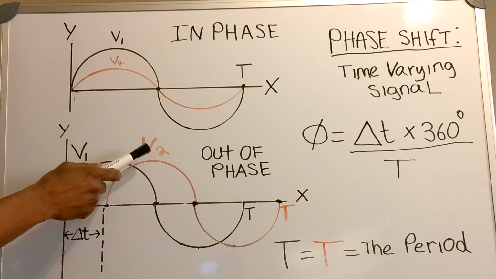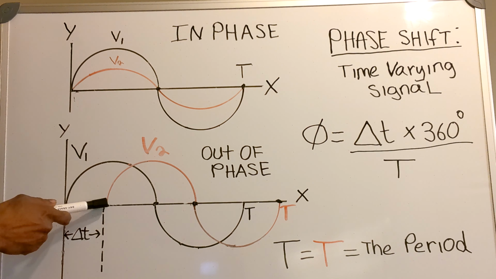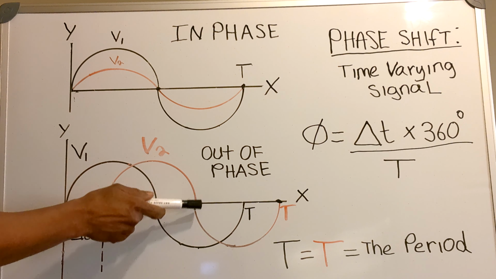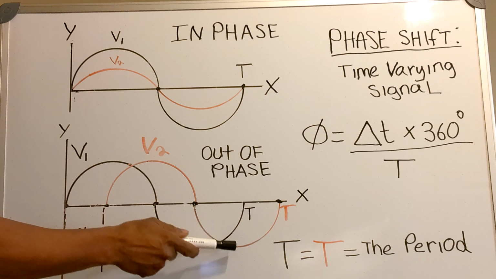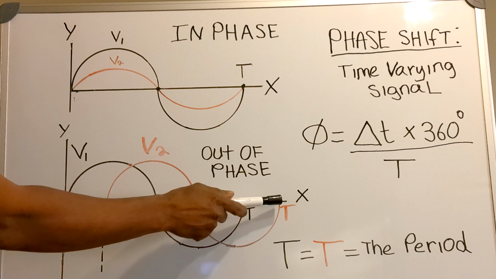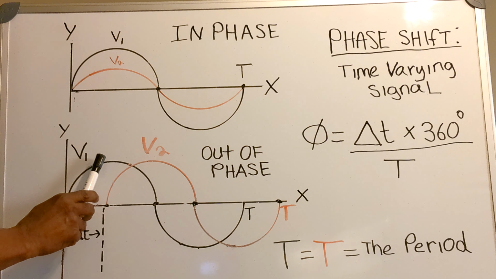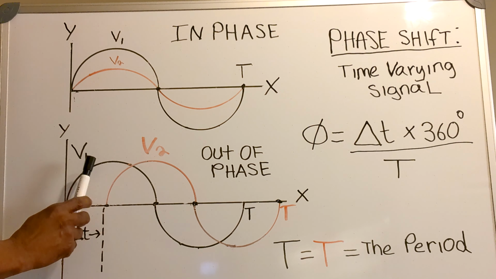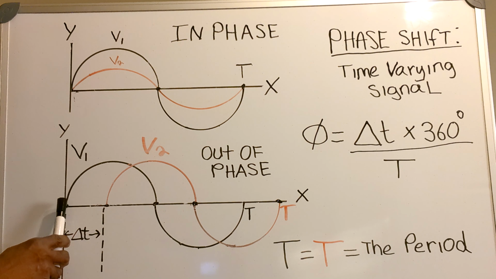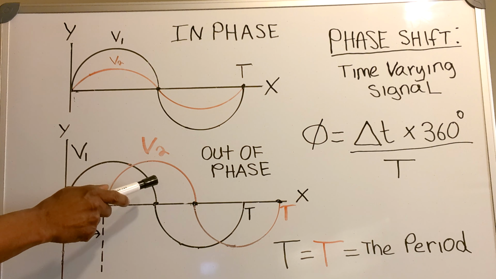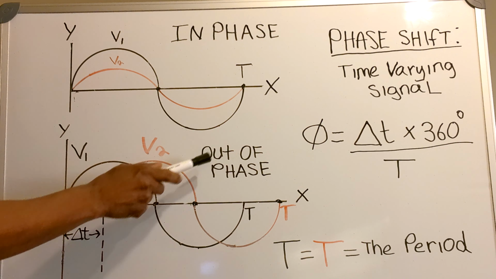Waveform number 2, in red, however, starts right here and peaks right here, goes back to zero right here, peaks right here, and goes back to zero right here. Notice also that the peaks are in different locations. And there is a time delay between the two waveforms. Whenever sinusoidal waveforms behave in this manner, we say that the two waveforms are out of phase.